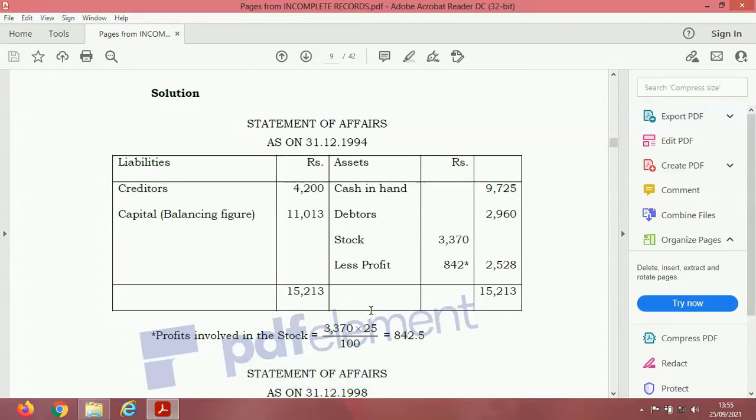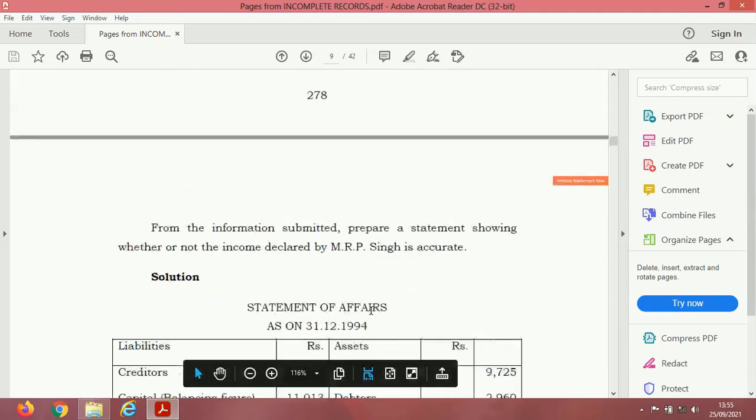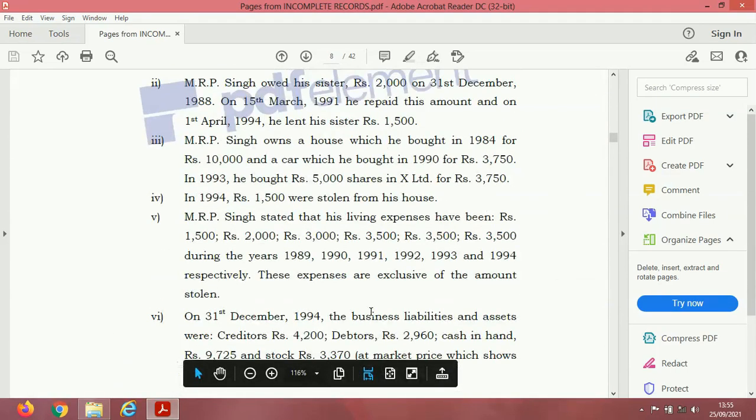Statement of affairs, we are looking for profit. But how do we get profit using the statement of affairs? We get our assets and less our liabilities. How do we get our assets? From the information given to us. Isn't this the information given to us?